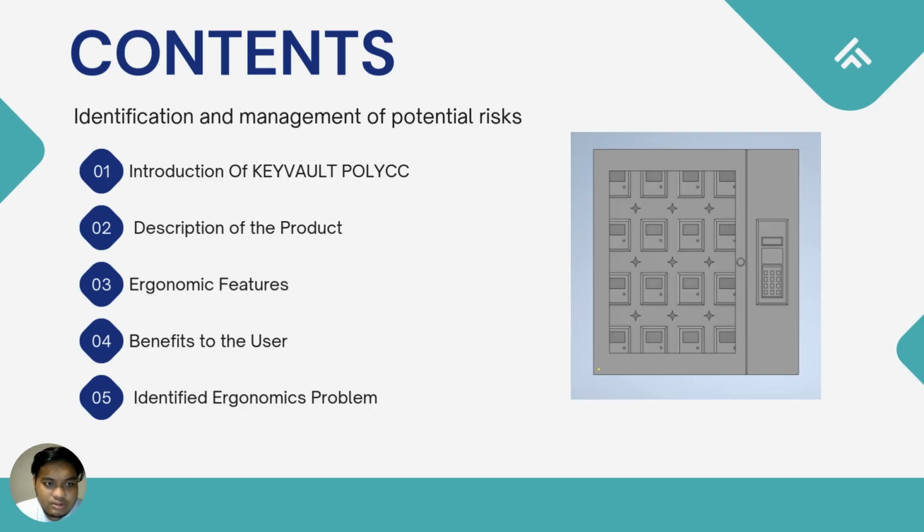This is the content: identification and management of potential risk. First, introduction of Keyboard Polycc. Second, description of the product. Third, ergonomic features. Next, benefit to the user. Five, identify ergonomic problem.